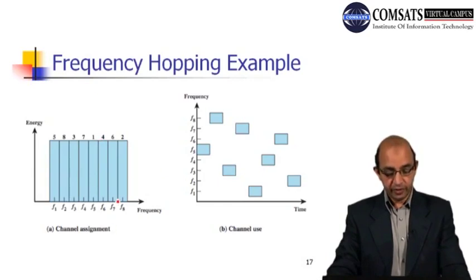Here we have the graphical representation of frequency hopping. You can see we have the frequency axis, and here is the energy, right? You can see F1, F2, the channel assignment, and then we have spread the frequency. You can see this is the time and this is the frequency.